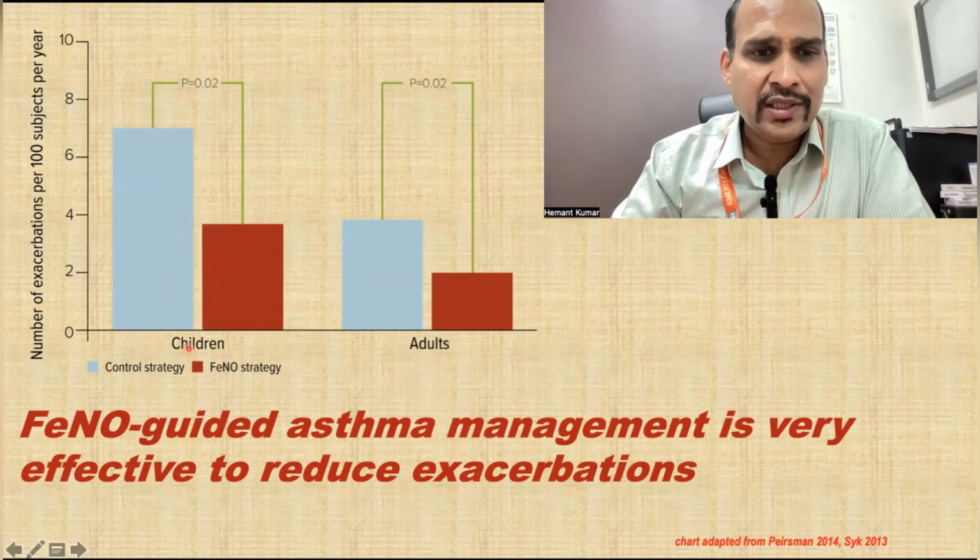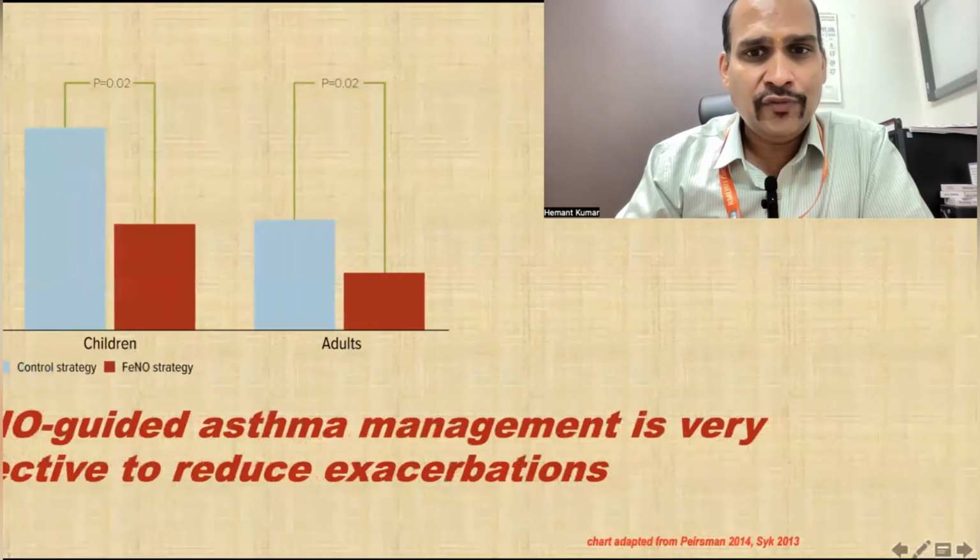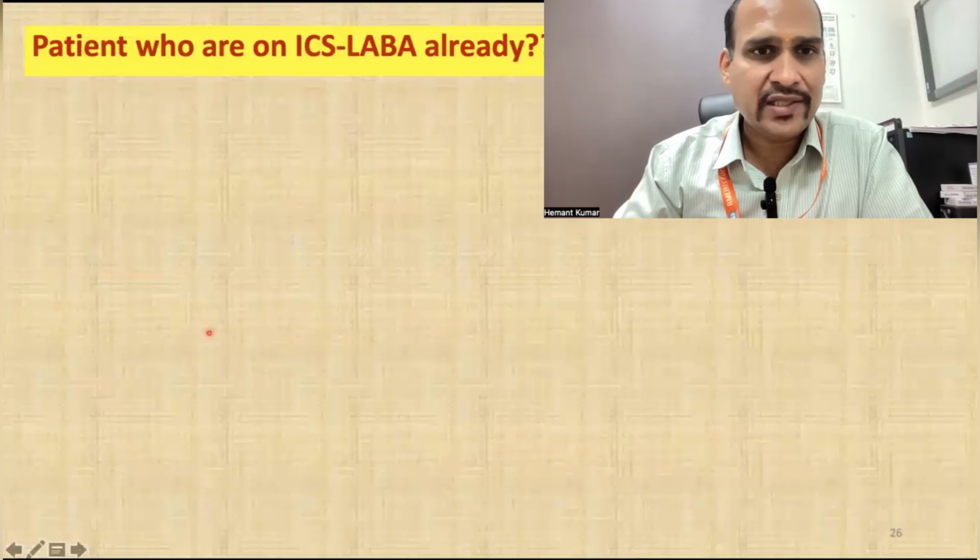In this you can see in adults, this red block is FeNO guided treatment and this blue one is non-FeNO guided treatment. There's significant reduction in exacerbation even in children. So you can use FeNO for asthma exacerbation.